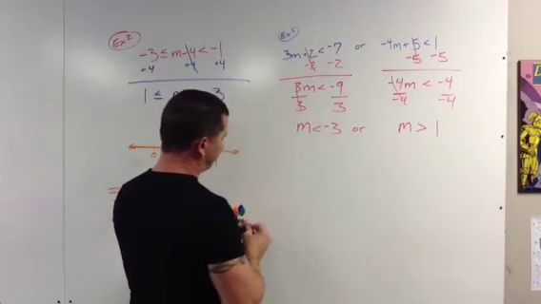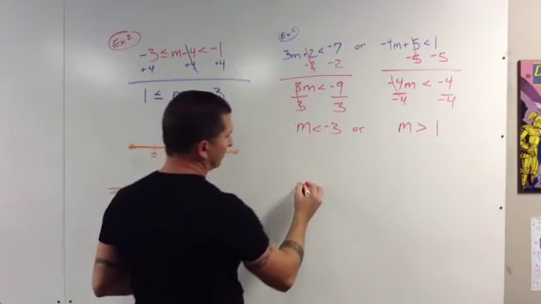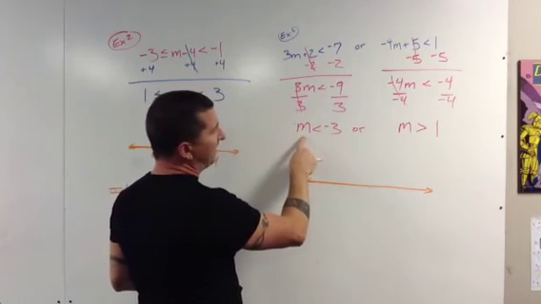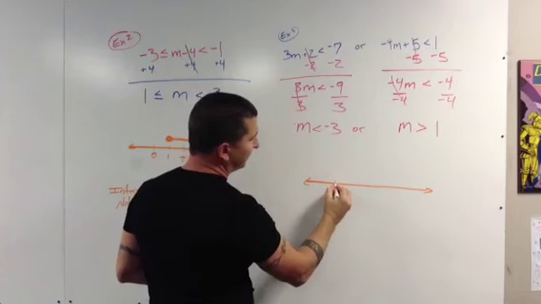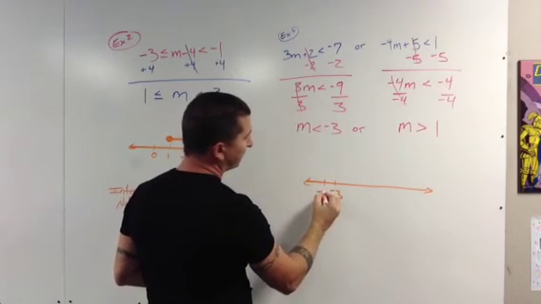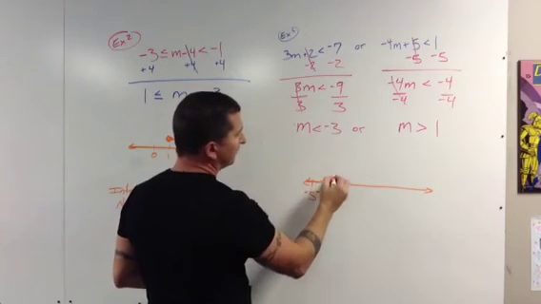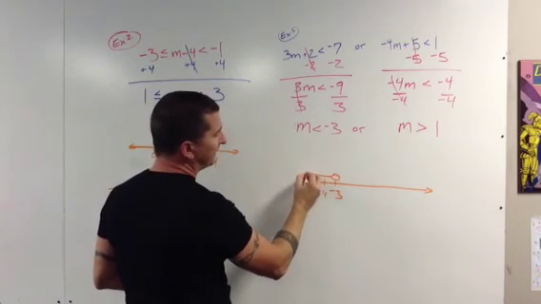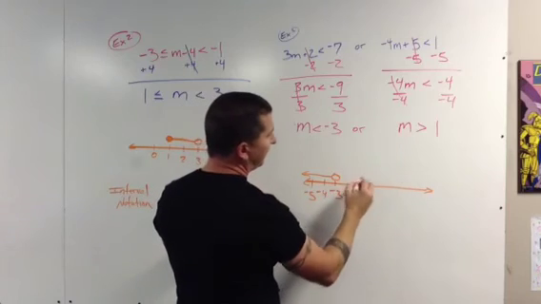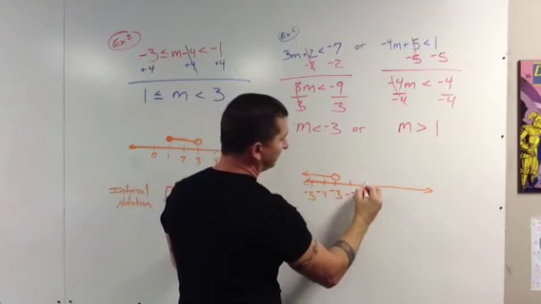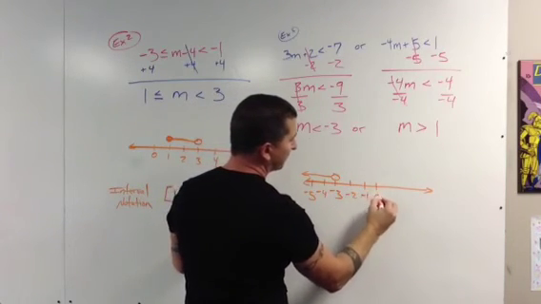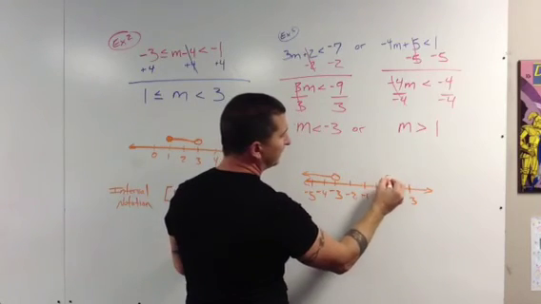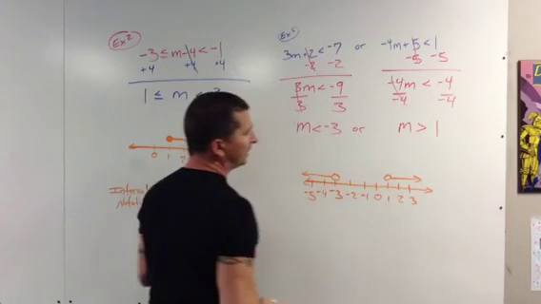So how do we graph this? First, we have m is less than negative 3. So if negative 3 is here, an open circle, m is less than that, so it's going to the left. And then we're going all the way to 1. And m is greater than 1. Another open circle, greater than 1.